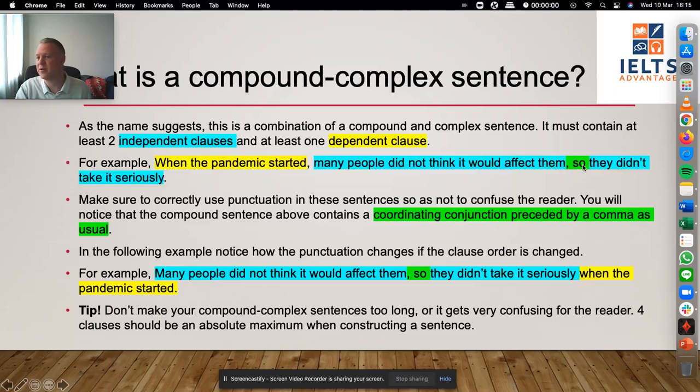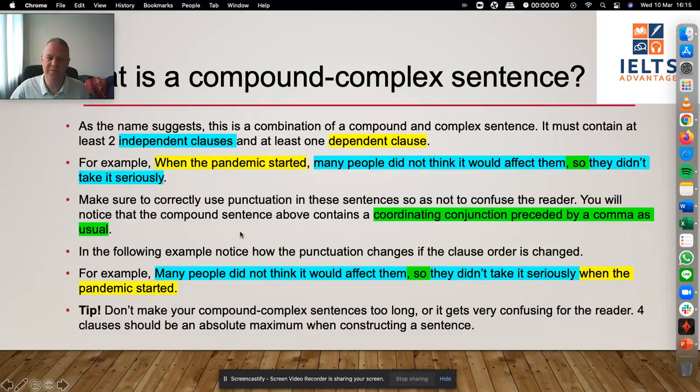So, and we use "so" because we're giving a result. They didn't take it seriously. If you write it on its own, you see it's an independent sentence. It makes sense on its own. So here we've joined one dependent clause with 2 independent clauses which are joined together with a coordinating conjunction. This is a compound complex sentence.